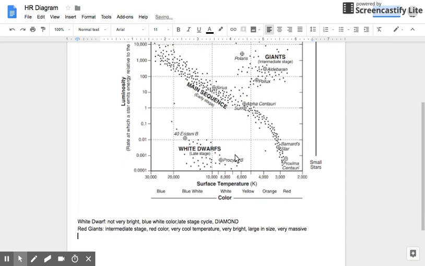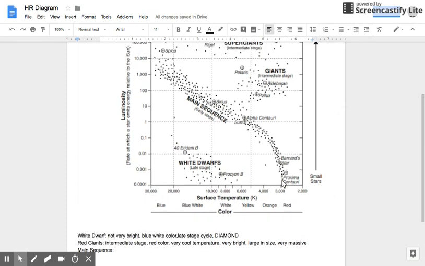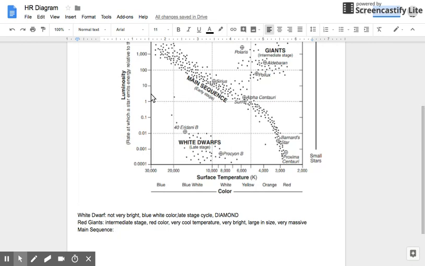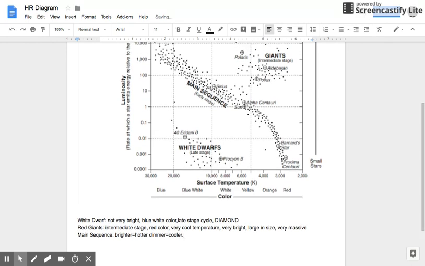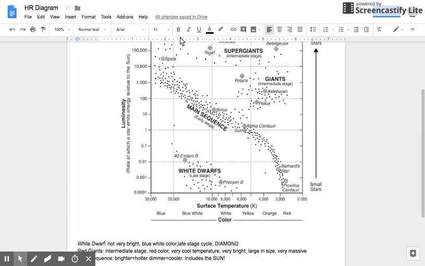Let's think about that. For main sequence stars, as they get hotter to the left, they get brighter. Brighter equals hotter, and dimmer equals cooler. This includes the sun. And we see these other stars. We'll look into what that means for us.